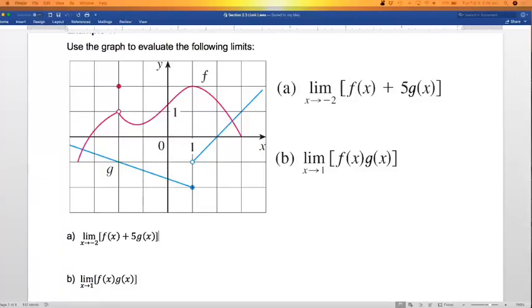So let's look at B. The nice thing about B is we have to pay attention and make sure that we notice that we're approaching 1 now instead of negative 2. So if they're doing multiple limits in this type of problem, you've got to be careful. But we could split this using law number 4 into the limit as x approaches 1 of f of x times the limit as x approaches 1 of g of x.